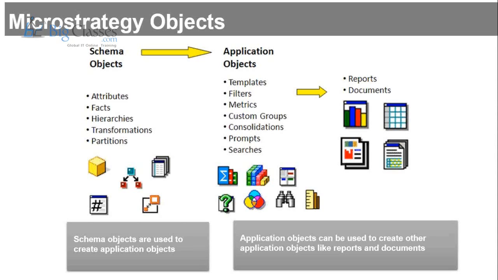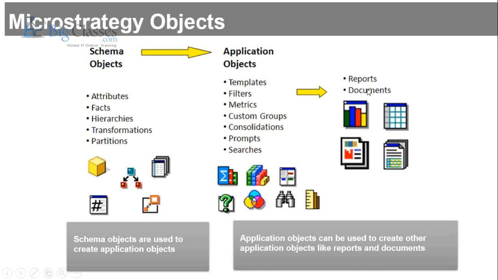Once your schema objects have been created, they will be used to create the application or public objects. Whatever application or public objects you see over here is just a subset of a list. You have filters, metrics, consolidations, custom groups, and so on. All of these use schema objects for their definition. These application and public objects are not directly mapped to the tables, but indirectly via your schema objects.